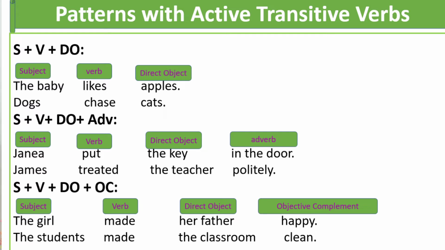So the best way to locate the direct object is to ask a question from the verb itself. Do not make a complete sentence anymore in asking the question. So for example, put what? The key. Treated who? The teacher. Okay, direct object. Next, let's have S+V+DO+OC, or the objective complement or object complement. So we have here two examples again. Let's examine the two examples for better understanding on how to construct sentences using the pattern. S+V+DO+OC. So we have the girl made her father happy.